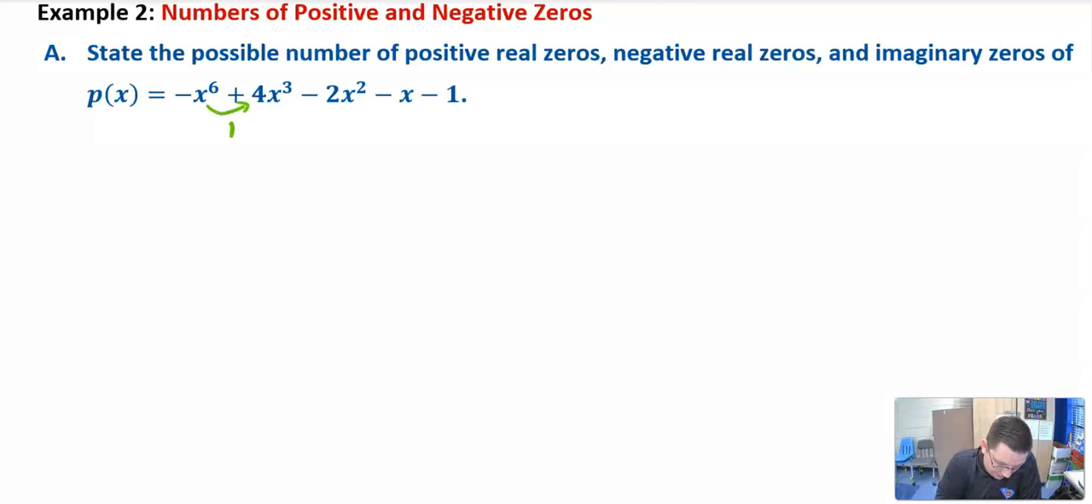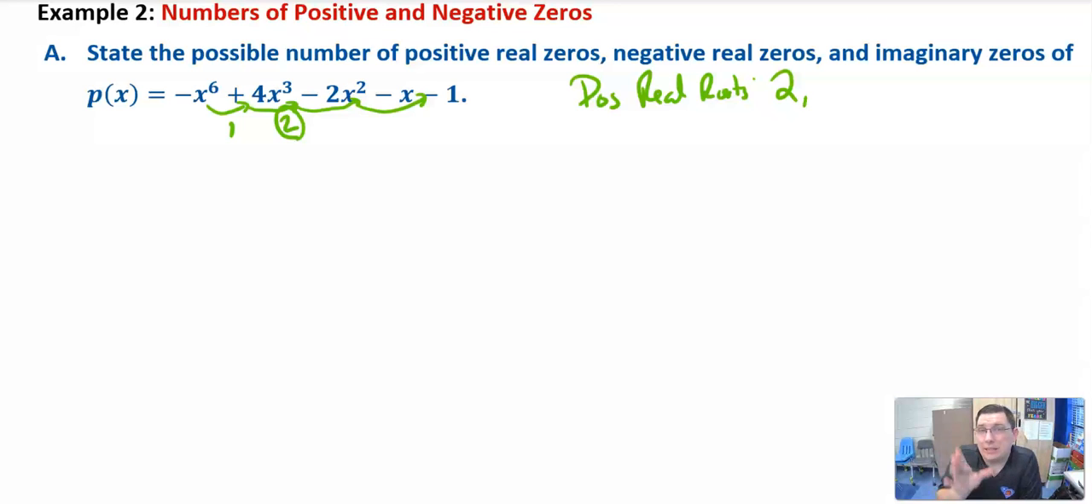So that's my first sign change. And then here I went from positive to negative. So that's my second sign change. And then I went from negative to negative. That's not a sign change, so we don't count it. And then I went from negative to negative. That's not a sign change. So on the positive side, so positive real roots, I could have 2, or any even number less than that. So I could have 2 or 0 positive real roots.